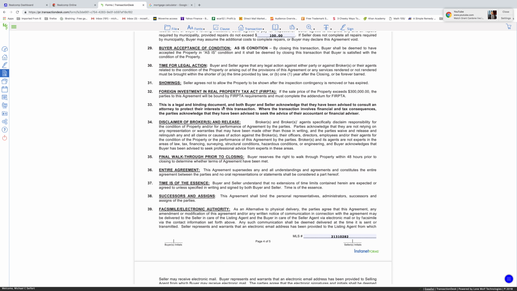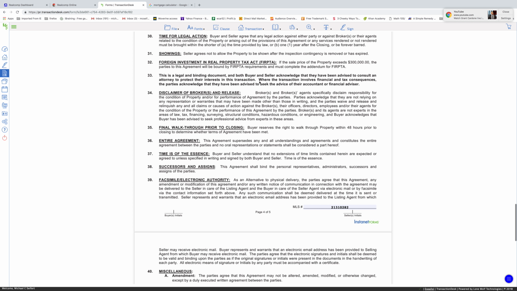Number 33. You can read this again. This is just a legal document binding everybody. They acknowledge that they have been advised to consult an attorney for things. We are not, as agents, or an individual buyer, if you're not an attorney, do not try to give people legal advice. Do not try to give people tax advice. If you're not a CPA or a licensed attorney and belong to the bar with the state of Michigan, do not think you are.